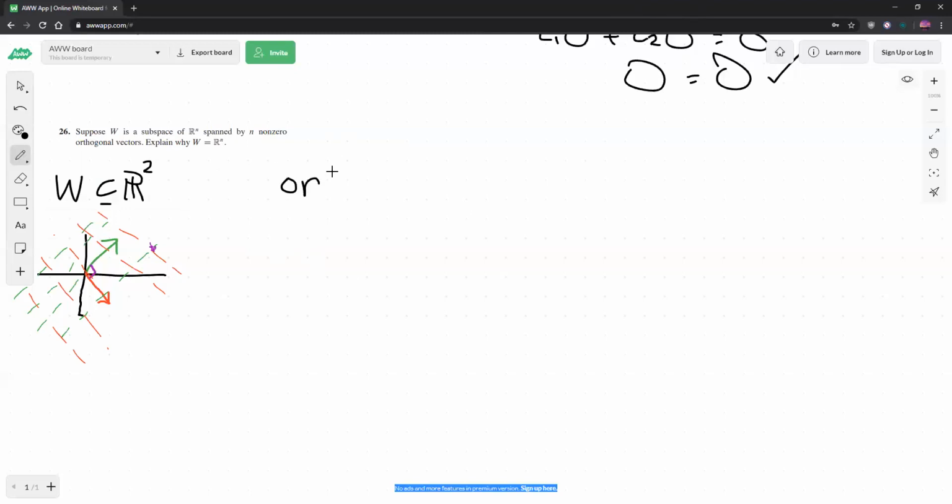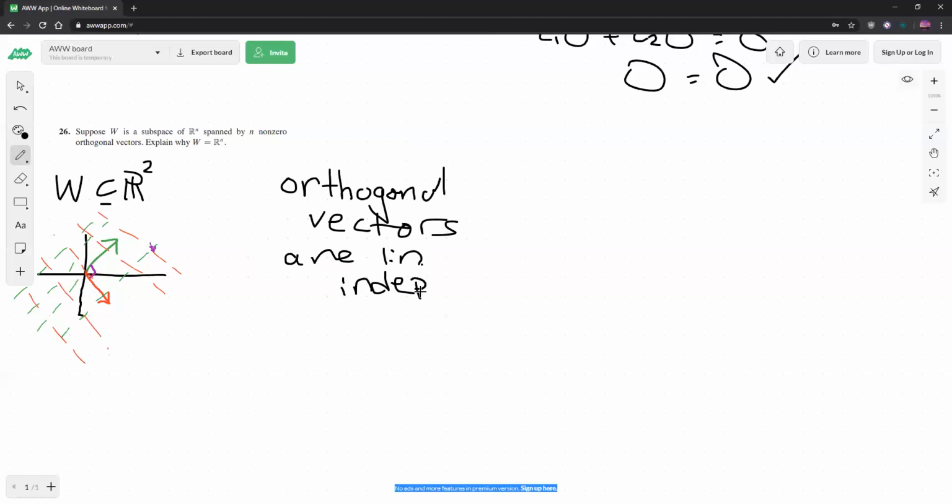orthogonal vectors are linearly independent. And I believe this is called Theorem 4. So this says if we have orthogonal vectors in any dimension, we know that they are going to be independent of each other.